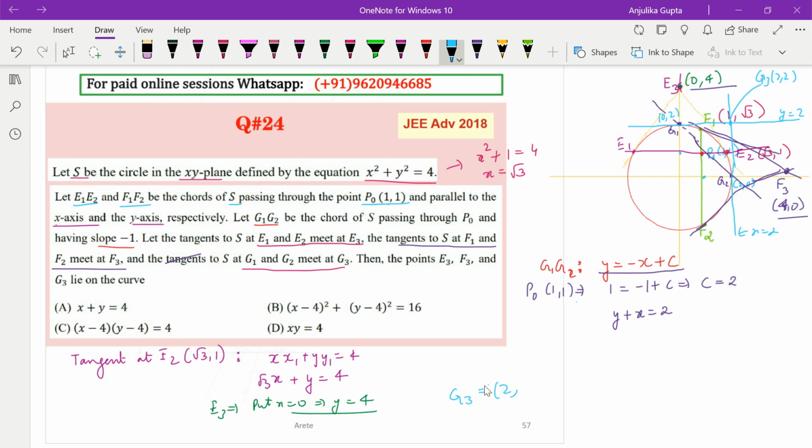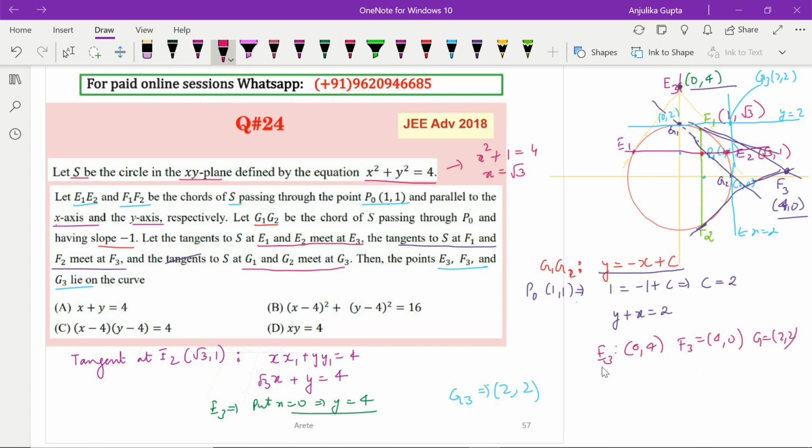So now they are asking you, then the points E3, F3 and G3 lie on which of these curves? Okay, so you already got, just write it out. You got that your E3 is 0 comma 4 and F3 is 4 comma 0 and G3 is 2 comma 2. Of course they are lying on that line, right? This one. Okay, you can just check all of them if they are also lying there, but they are not. Let's look at another question soon.